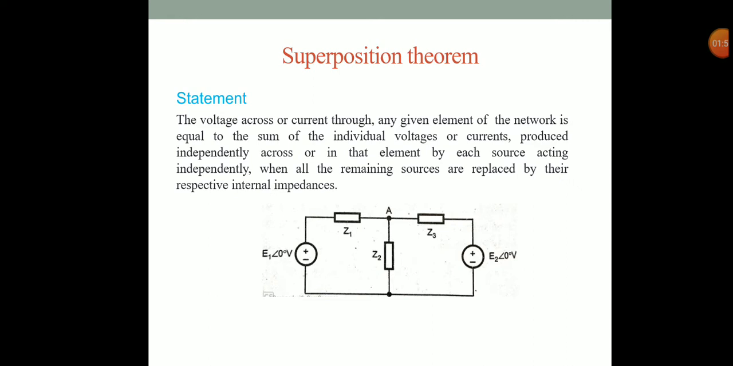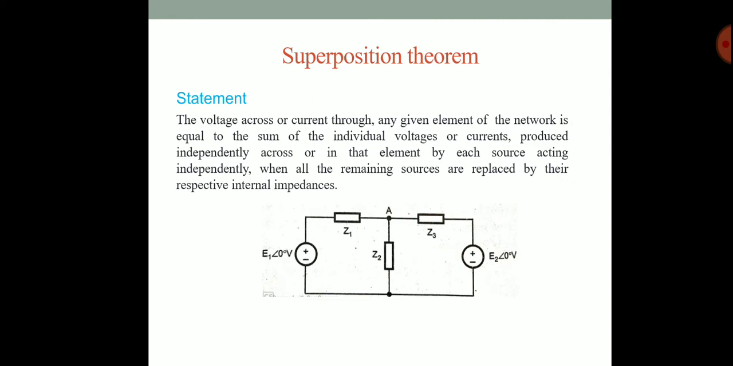In other words, it can be stated as: the response in any element of a linear bilateral network containing more than one source is the sum of the responses produced by the sources, each acting independently. This means the voltage across the element or the current in the element. Now we see the diagram, the explanation of the superposition theorem.